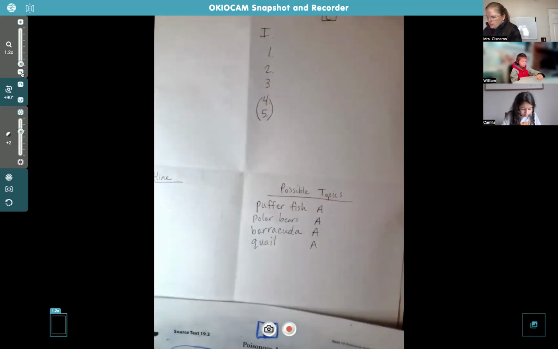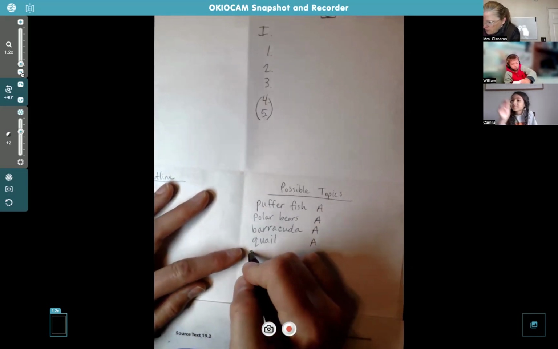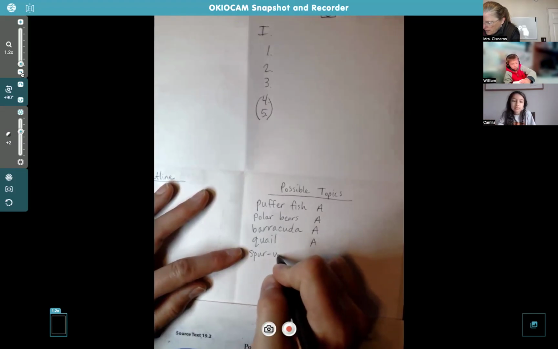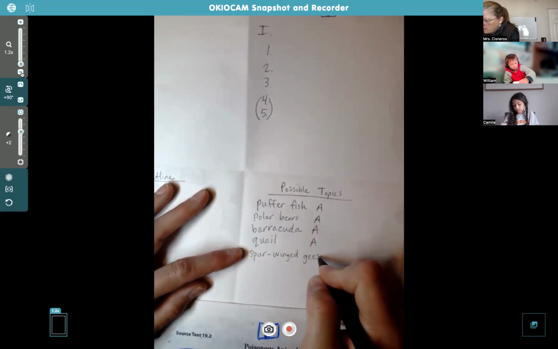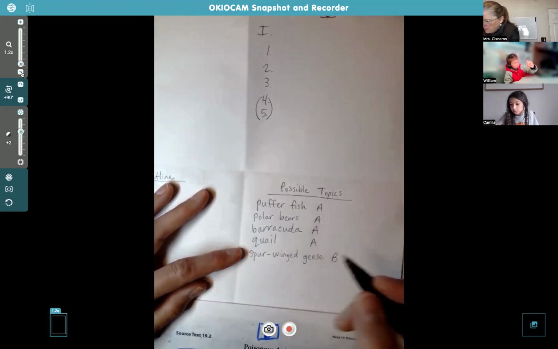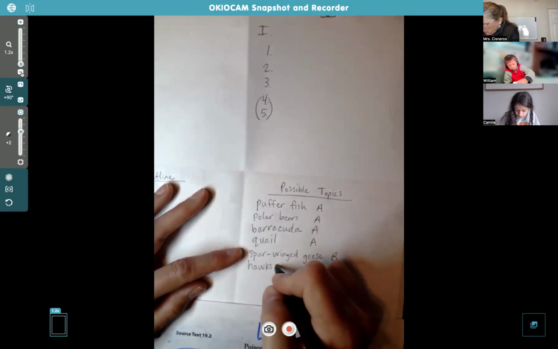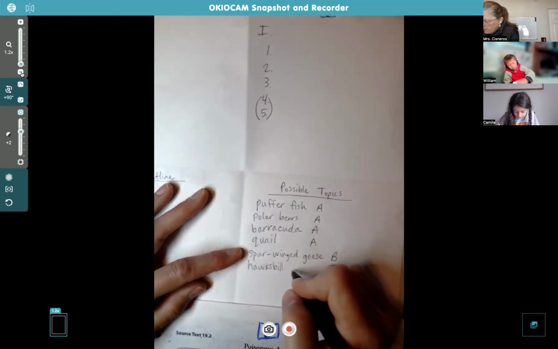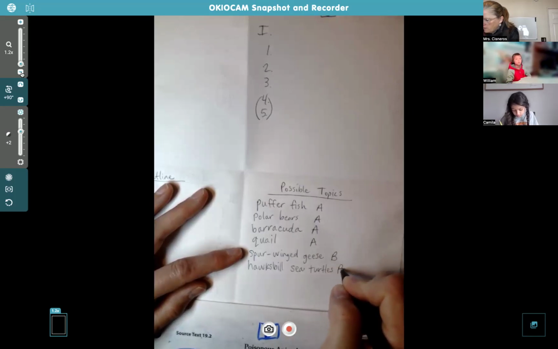And then let's add those two to our list here. These are new, so we've got to keep going here. Spur-winged geese, and that's going to be B. And hawksbill sea turtles. I wonder what those look like. That's also a B.